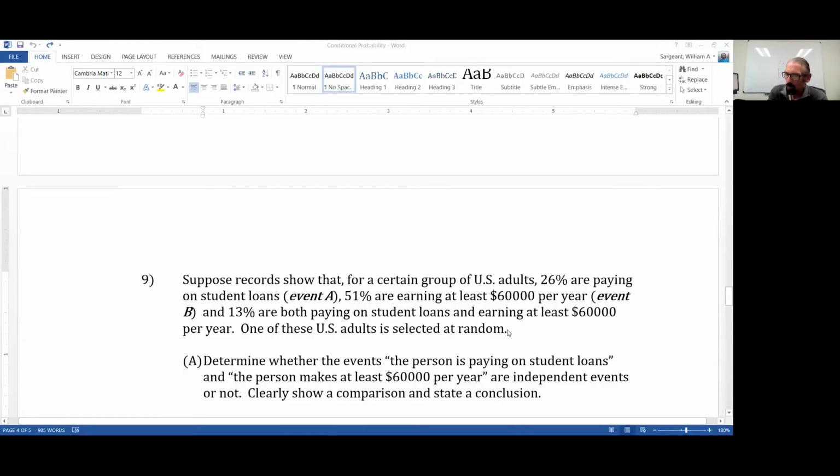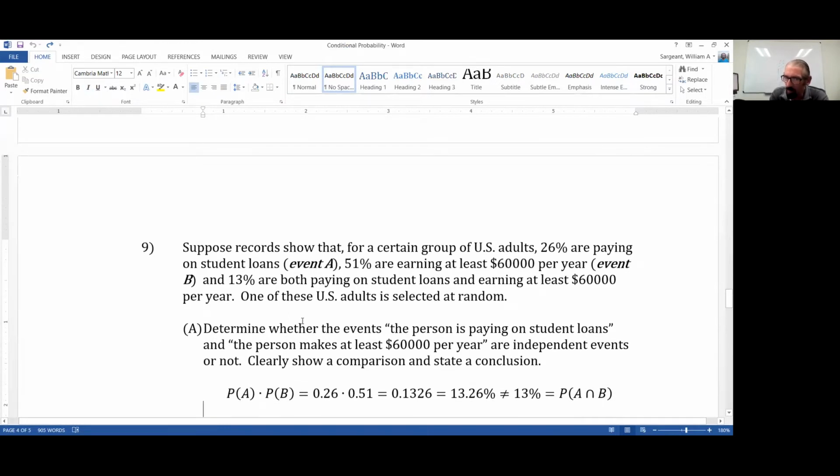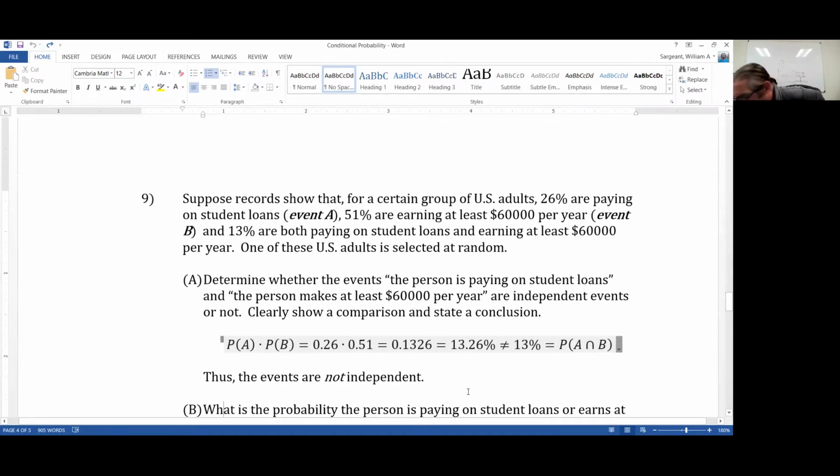So, let's take a look at that screen share again. The 13% is our probability of A intersect B. So we want to see if 13% equals the product of 26% times the 51%. And while it is close, it is not exactly the same. Therefore, A and B are not independent events. What that means is that for the remaining parts of the question, we are not going to be able to use multiplication.